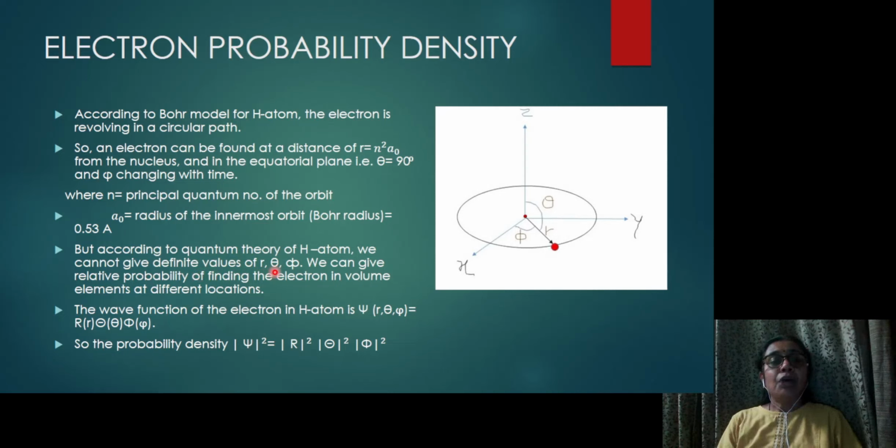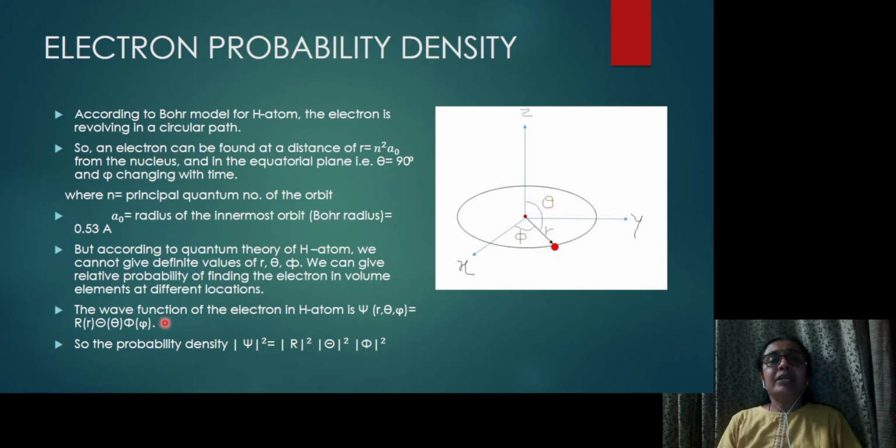But according to the quantum theory of the hydrogen atom, we cannot give definite values to r, theta and phi. We can give the relative probability of finding the electron in volume elements at different locations. We know that quantum mechanics is probabilistic in nature, so we cannot define the electron orbit as it is done in the Bohr atom model, but rather we can talk in terms of the probability of finding the electron around the nucleus.